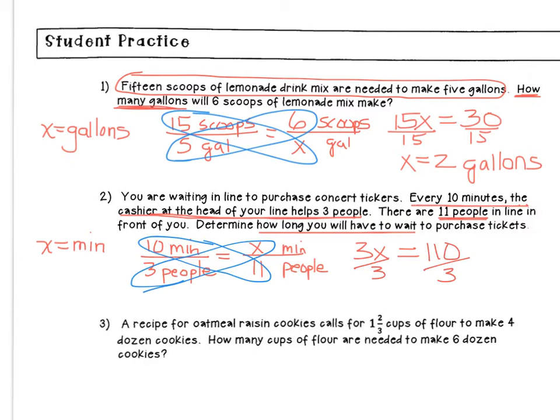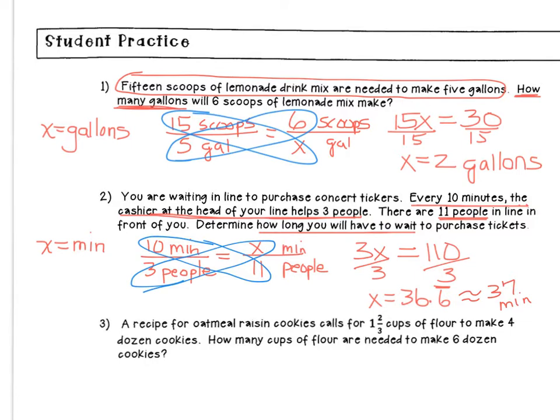110 divided by 3 is 36.6 repeating. 36.6 repeating what? Minutes. So I think I'm going to round on this one to approximately 37 minutes. So you're going to have to wait in line for 37 minutes before you finally get waited on to buy the concert tickets.